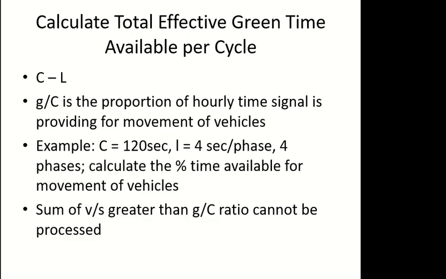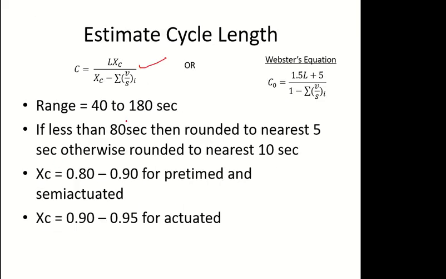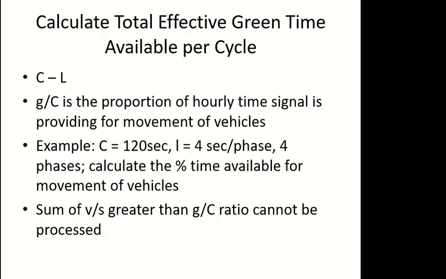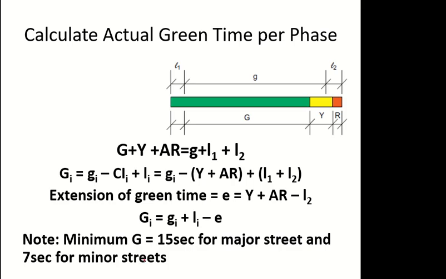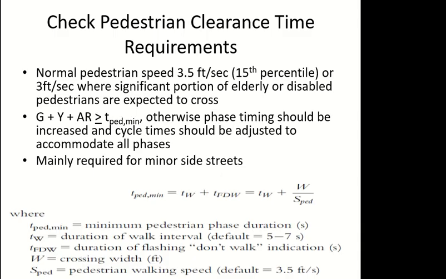In all cases, some ranges are given. Cycle length should be between 40 and 180. So if your equation goes out of the range, you can take the minimum or the maximum from the range. Okay, G value for different movements. For major street, capital G, green time, the green bar, okay? The green bar should not be less than 15 seconds. For minor streets it should not be less than 7 seconds and so on. So if your calculated green time is less than that, a major street will take 15 seconds then.